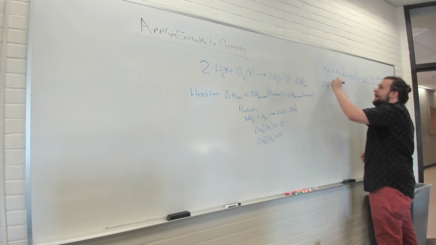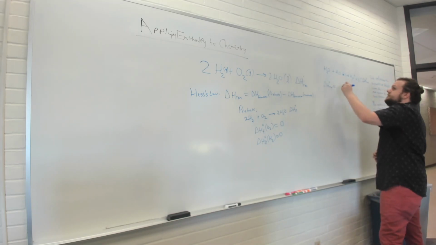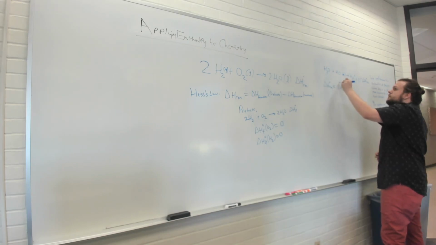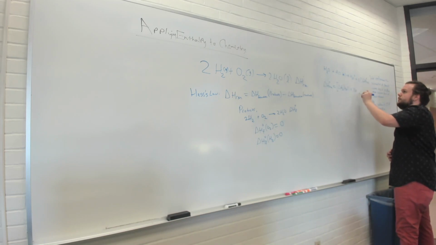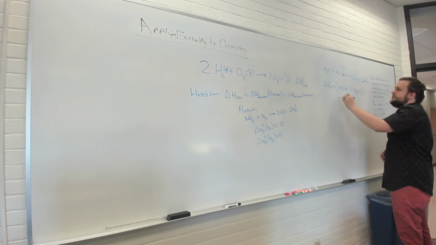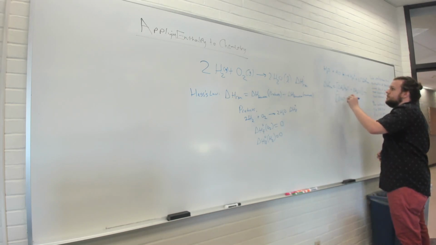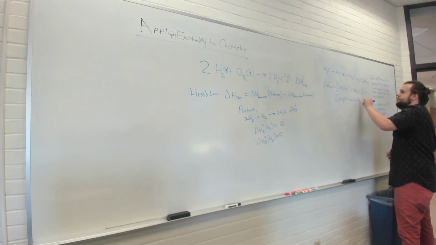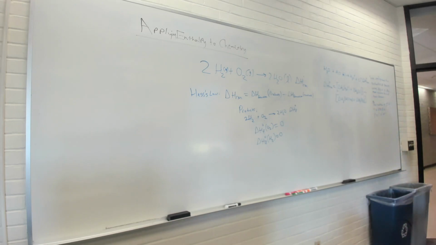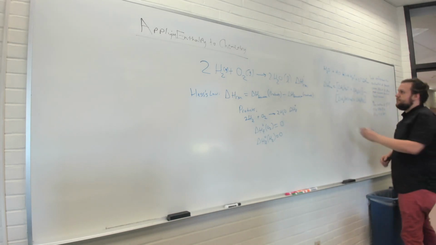So the enthalpy of this reaction is the enthalpy of formation of H3O plus, the enthalpy of formation for Cl minus, minus the enthalpy of formation of HCl aqueous plus the enthalpy of formation of H2O. Right? And then the question is, well, how do we calculate these?